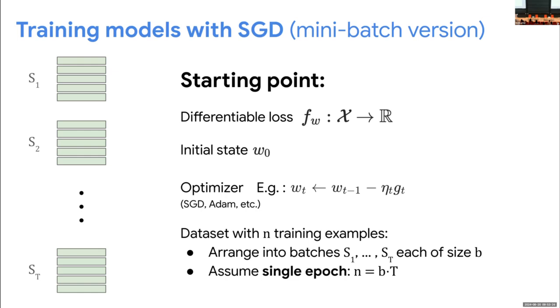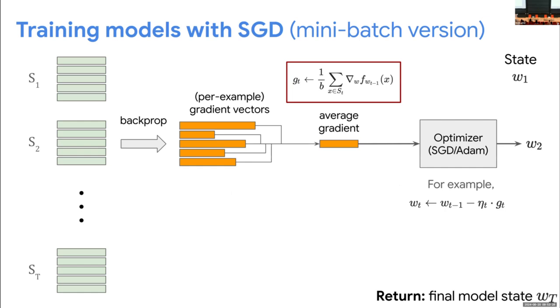So just to define the DP-SGD algorithm, let me recall the mini-batch SGD algorithm. This is an iterative algorithm where at each step, you compute the gradients on all examples in the batch, you average the gradients and then pass it to the optimizer, which updates the state, and then you sequentially keep updating the state and return the final model state.